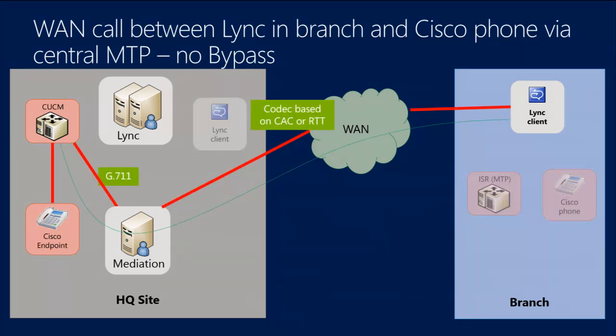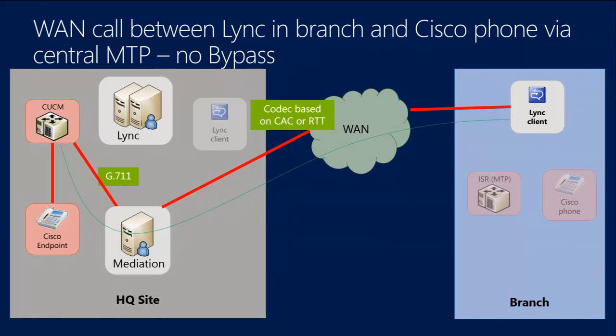So first, if we have a call that goes between a Link client in the branch and a Cisco endpoint, and I'm picking on Cisco here because it works very well with Cisco, there are others that could be the case as well. Link in the branch and Cisco in the headquarters, we're going to go across the WAN to the headquarters. Now, this is not a situation where we want to bypass. Why? Because we're going across the WAN, we would actually like for this call to be using RT audio. We would actually like for this call to be managed with the best possible quality management.